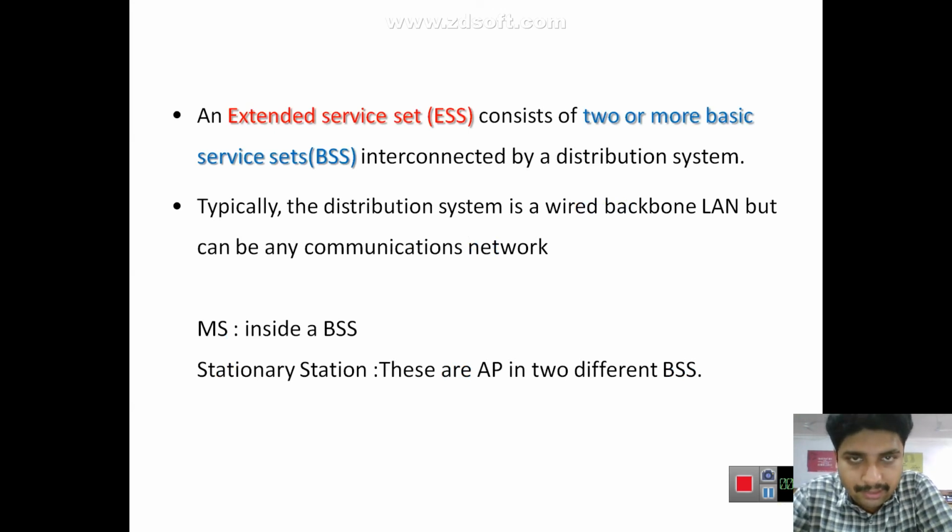First one we have completed, that is the system architecture. In this system architecture there are two types: the basic service set and the extended service set. In the next lecture video we are going to present the protocol architecture. Thank you.